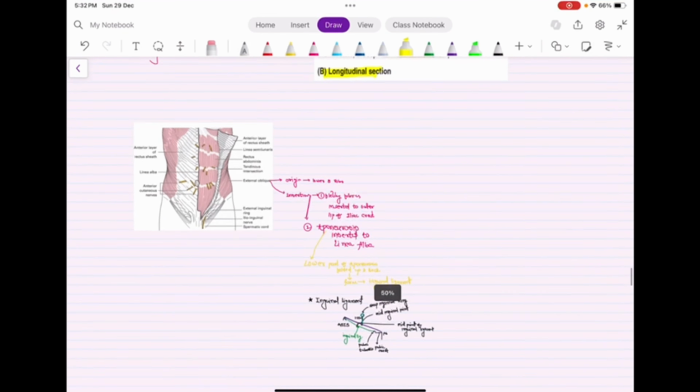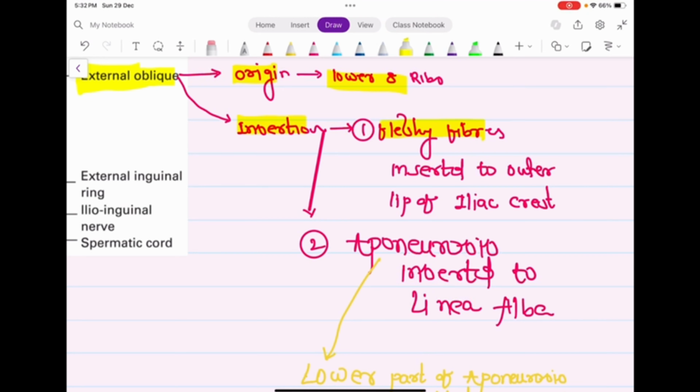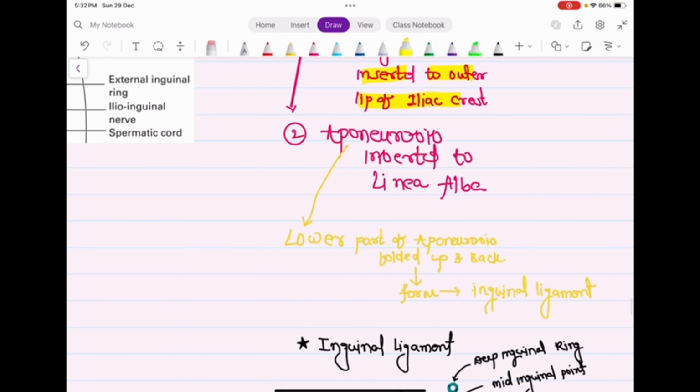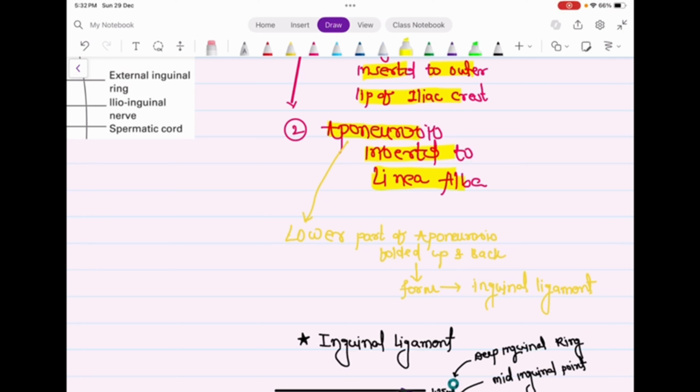Okay. Now, coming to the external oblique muscle. It originates from the lower 8 ribs. For insertion, the fleshy fibers are inserted into the outer lip of the iliac crest, and the aponeurosis is inserted into the linea alba. The lower part of the aponeurosis gets modified, folded up and back, and forms the inguinal ligament.